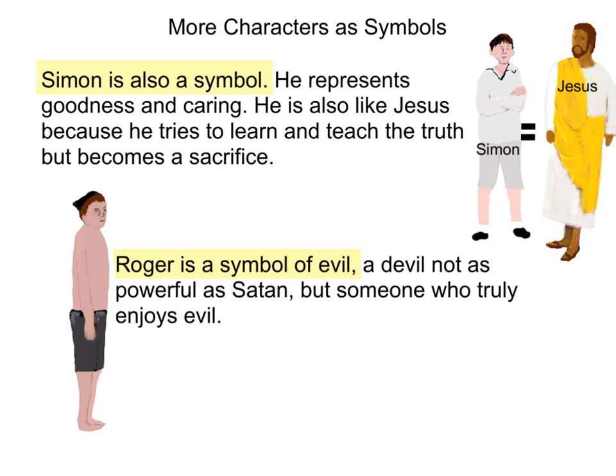Simon is also a symbol. He represents goodness and caring. He is also like Jesus because he tries to learn and teach the truth but becomes a sacrifice. Roger is a symbol of evil, a devil not as powerful as Satan, but someone who truly enjoys evil.